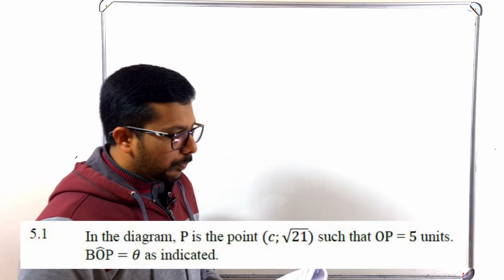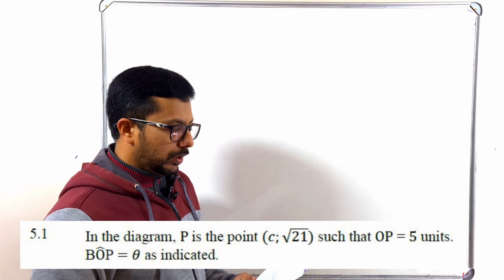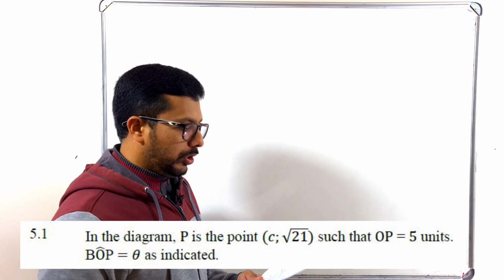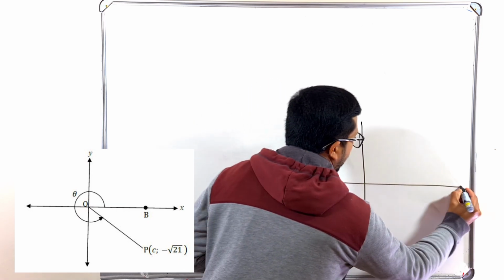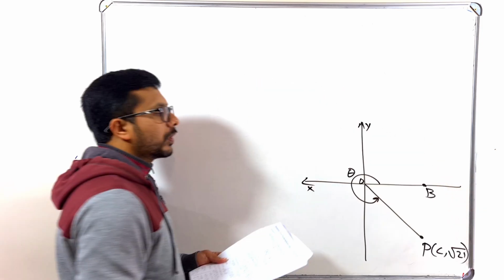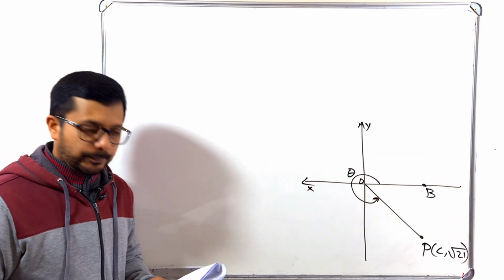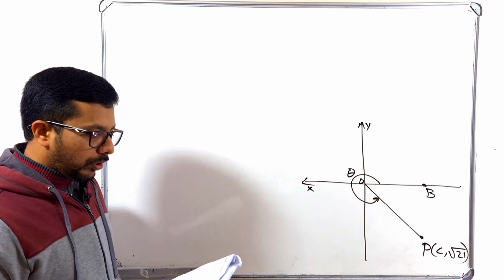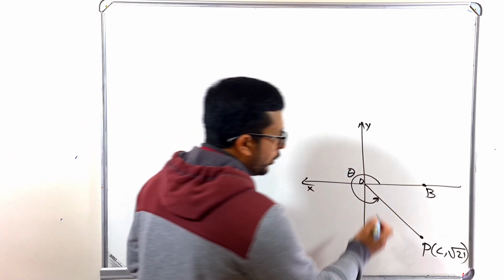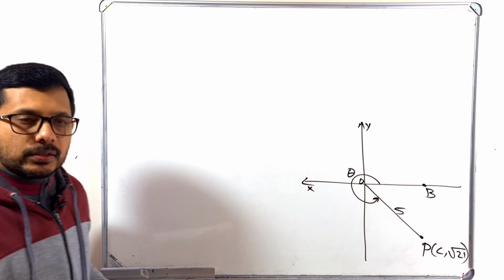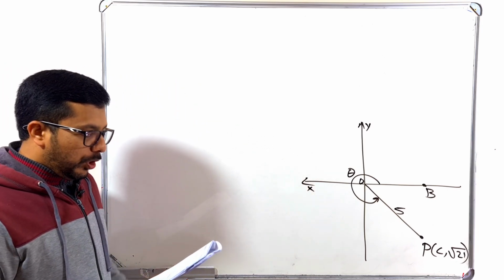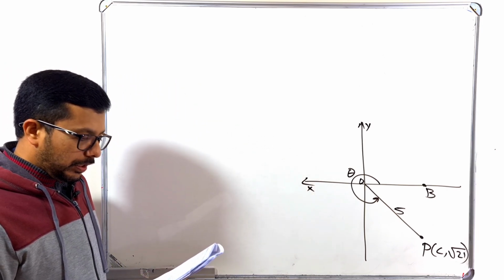In the diagram, P is the point (C, root 21). So there is a Cartesian plane given like this, and P is in the third quadrant. Also OP is equal to 5 units. OP means the radius, or the value of R, is 5 units. Angle BOP is equal to theta as indicated.